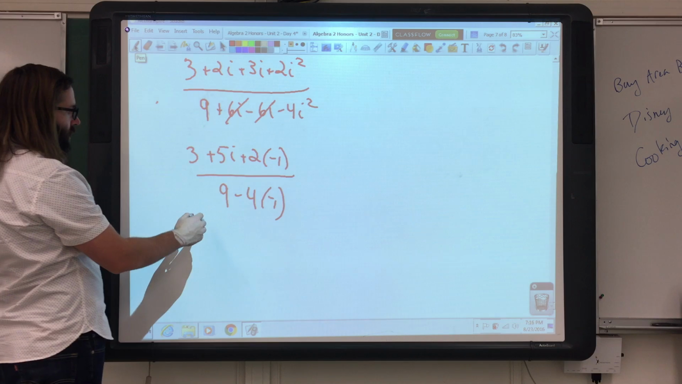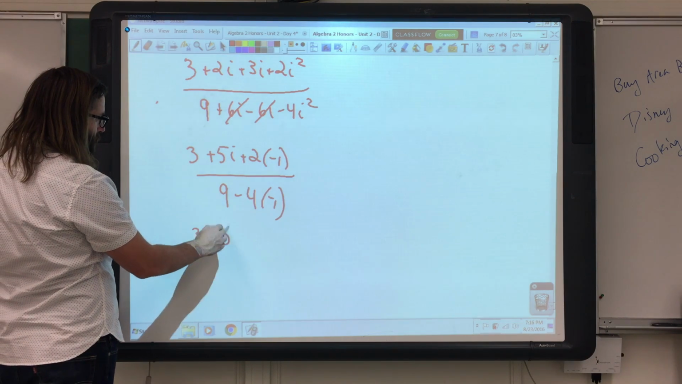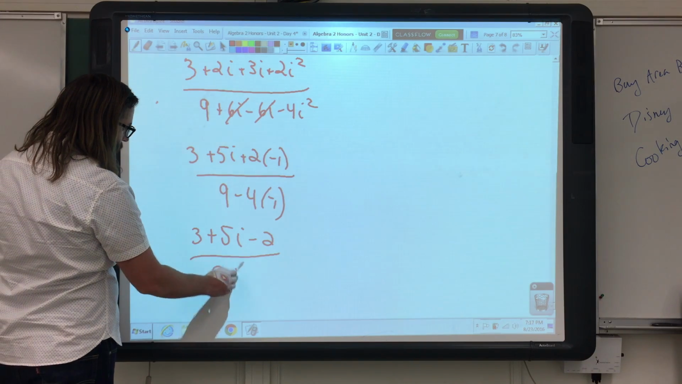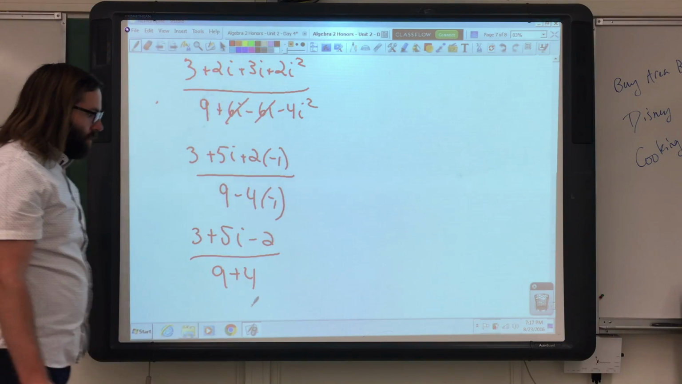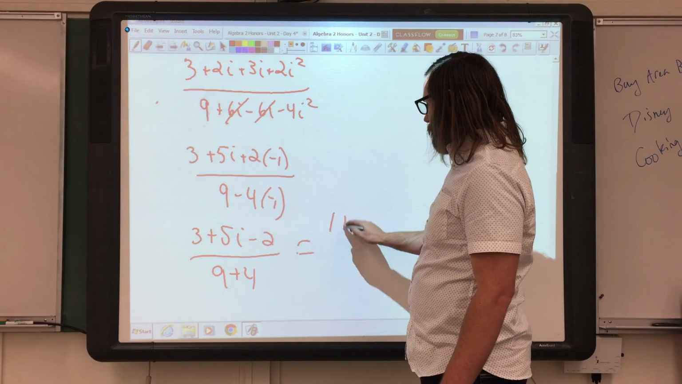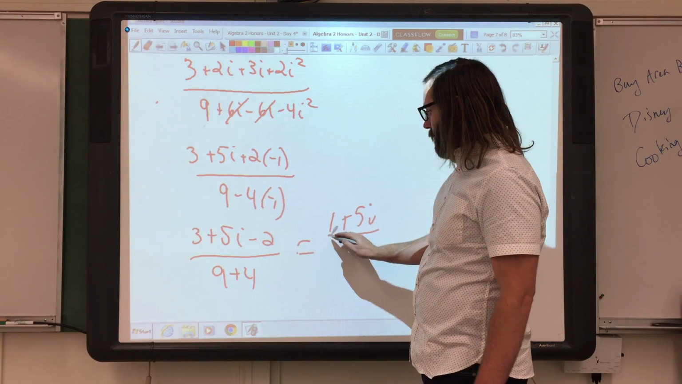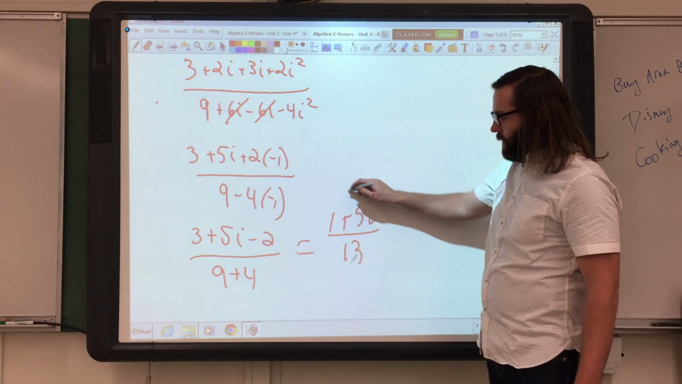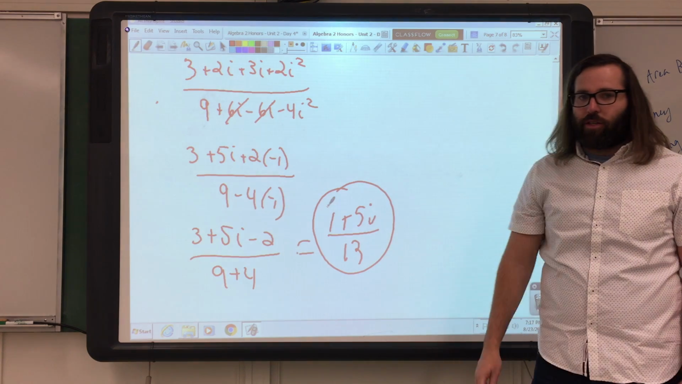Okay, so we do a little simplification again. You get 3 plus 5i minus 2 over 9 plus 4. And this will give you 1 plus 5i over 13. And we can't simplify this anymore, so there's number 8.